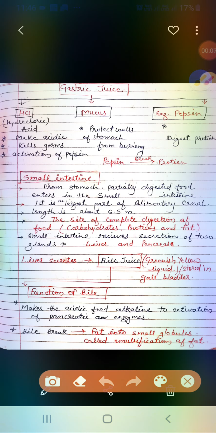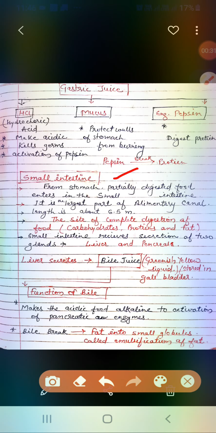In the last video, you learned about the different parts of the alimentary canal and their functions. So today we'll learn about the small intestine, another organ of the alimentary canal. The small intestine is a tube-like structure present in our alimentary canal, a very long tube in which food goes for digestion.